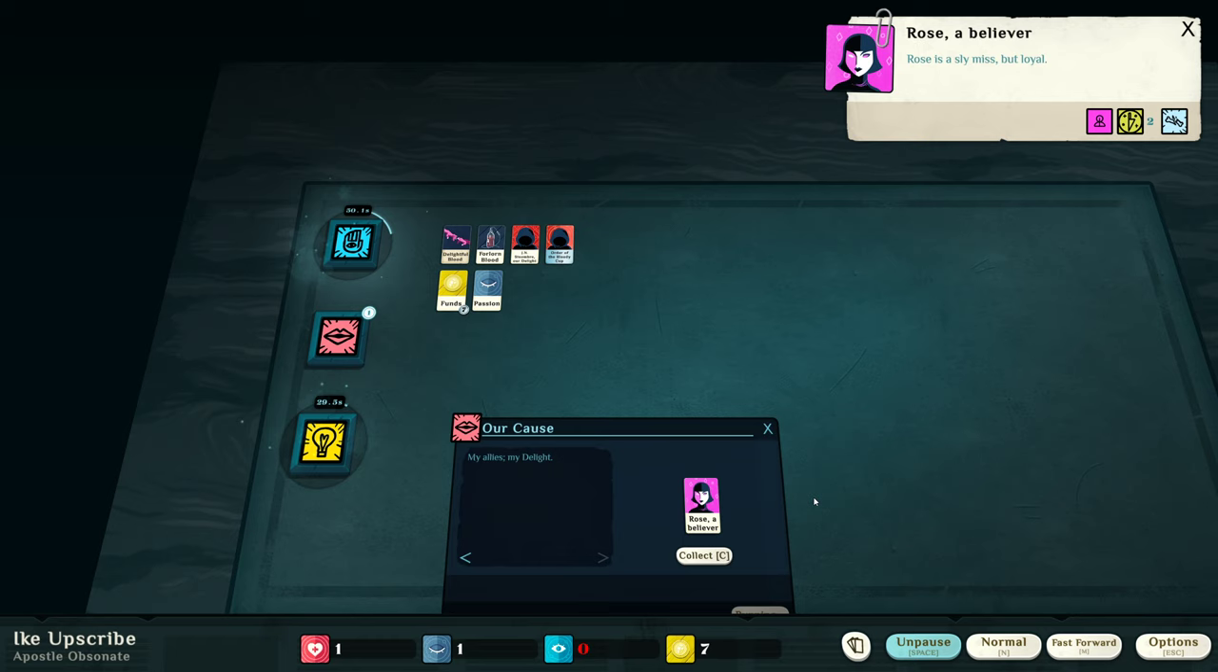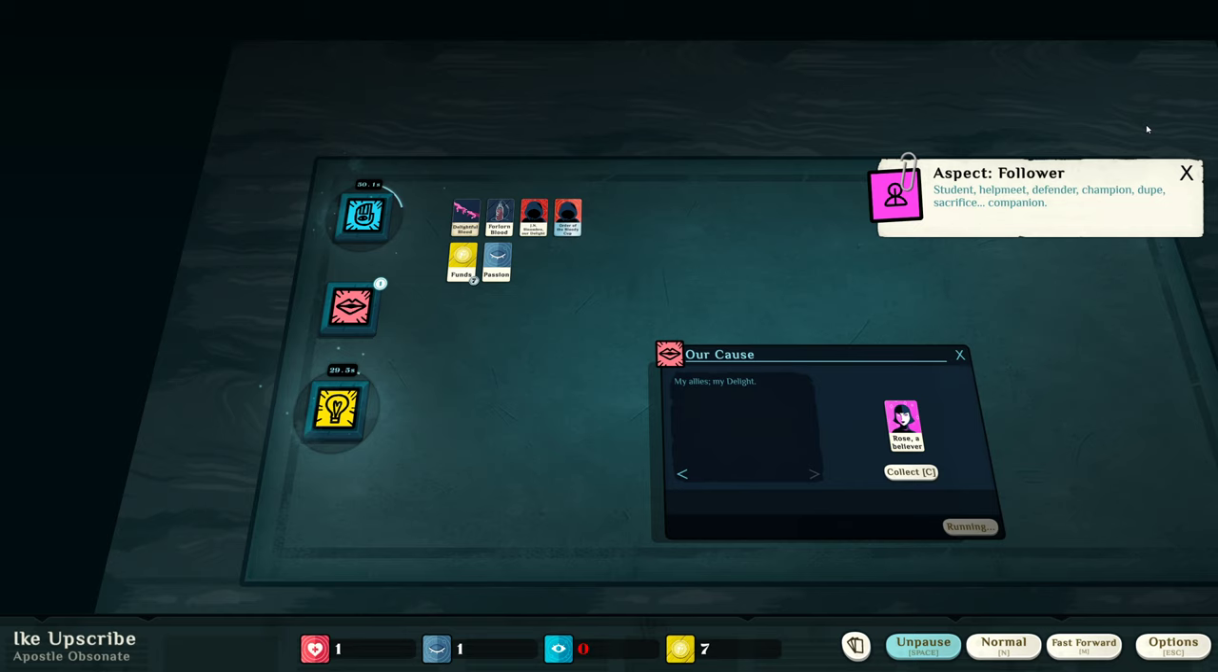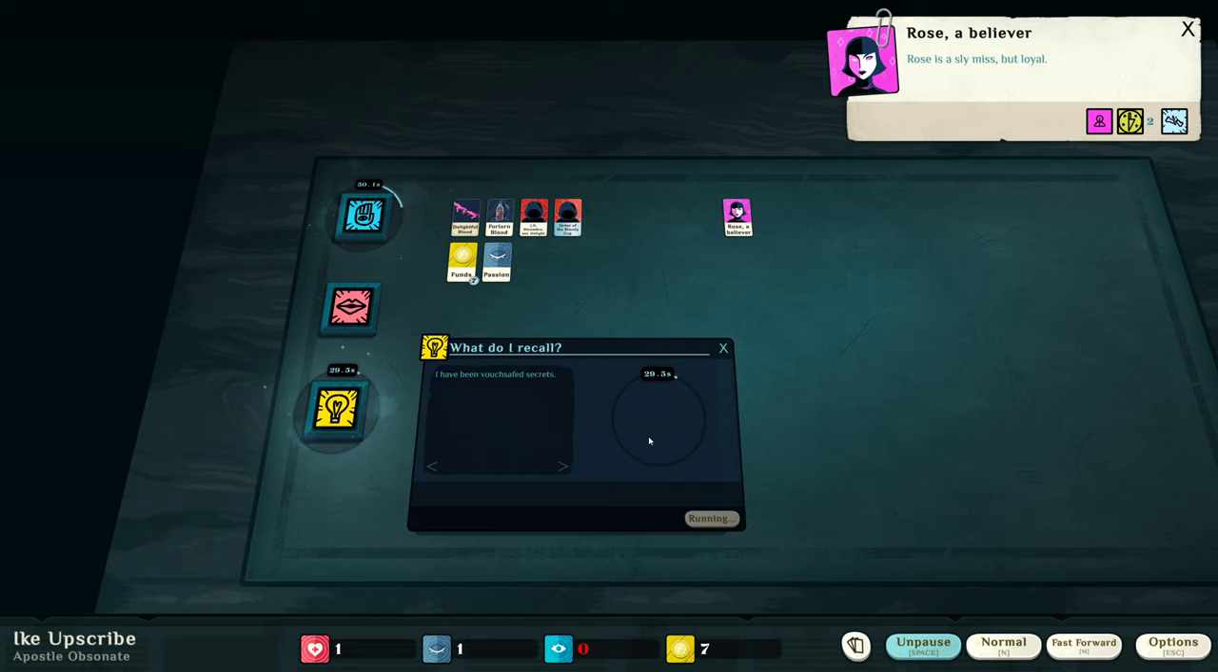Rose is a slimus, but loyal. She has the aspect follower. She is edge 2, and she is mortal. Finally, what do I recall? I've been vouchsafed secrets.